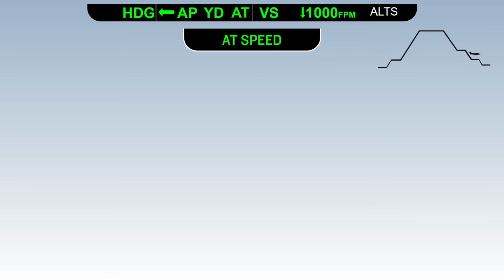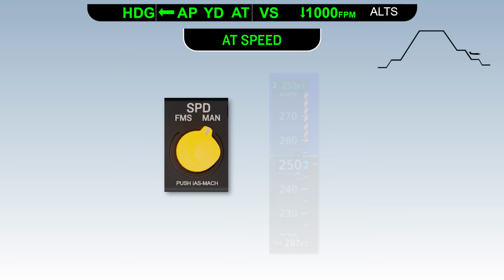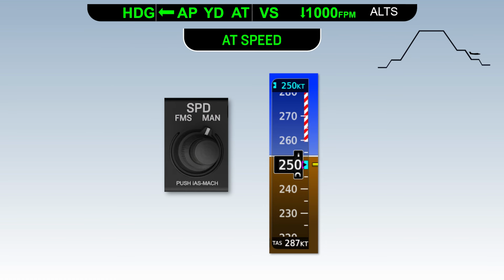Note that the autothrottle will only bring the throttles back to about 450 foot-pounds to keep the blades out of flat pitch. If a steeper descent or quicker deceleration is desired, you may need to disconnect the autothrottle and manually control the power levers. Prior to level off at 4,000, we'll change our speed bug from FMS to manual. The autothrottle will stay in AT speed. The speed bug will change from magenta to cyan and track our current airspeed.